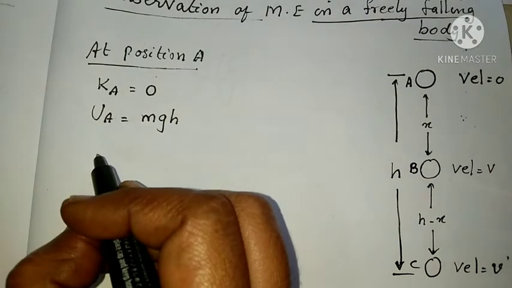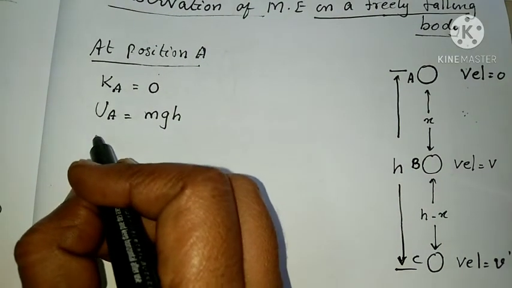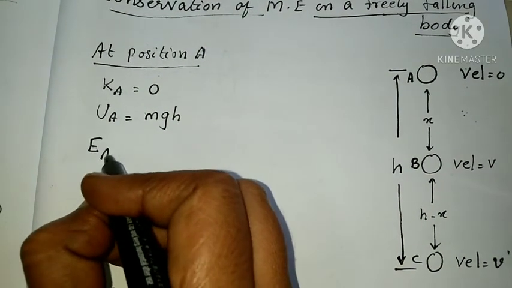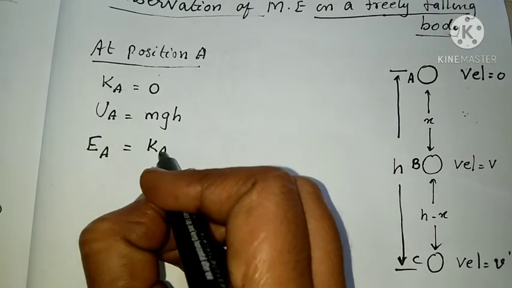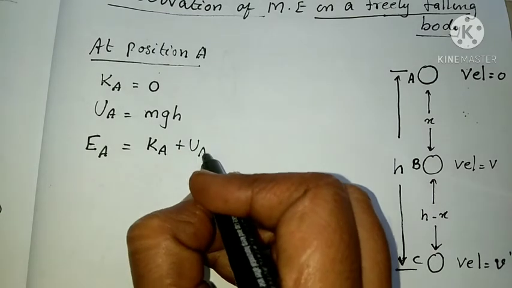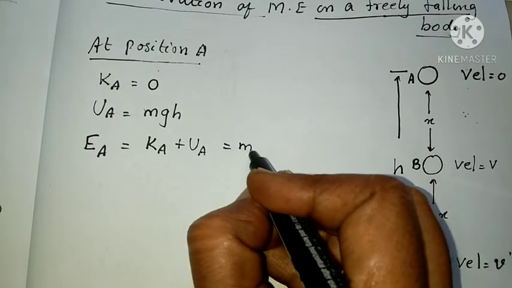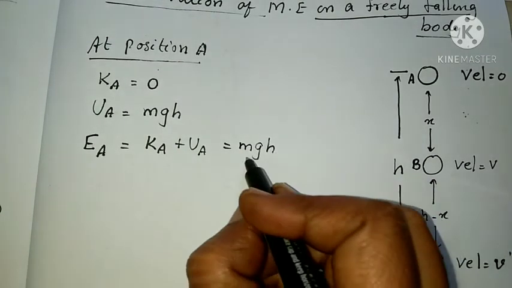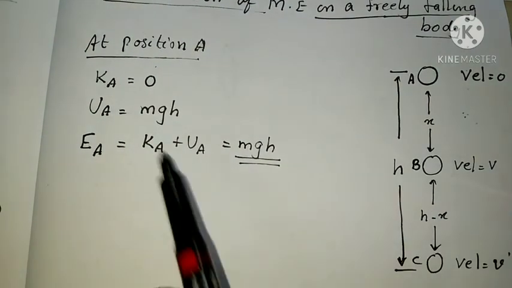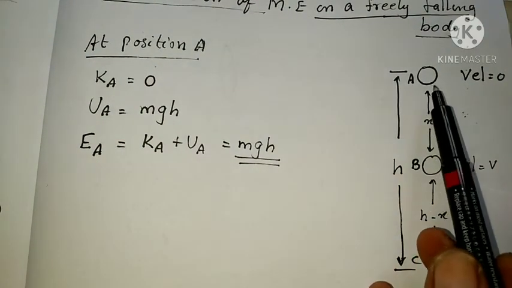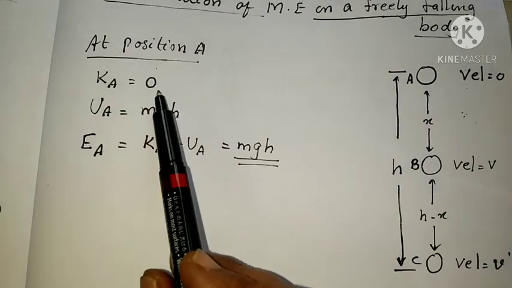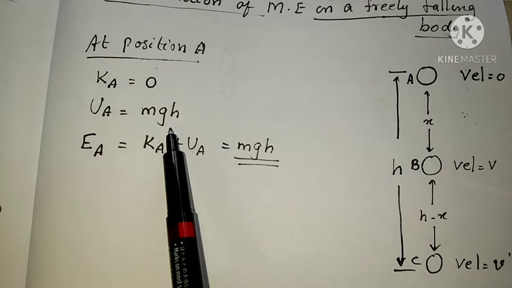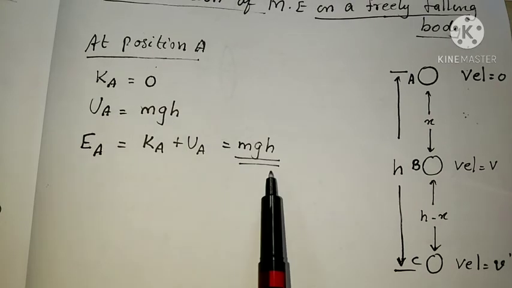Then what is the total mechanical energy? That total mechanical energy we can represent as EA. So what is the total mechanical energy? Kinetic energy plus potential energy, that is equal to mgh. Clear? So at the highest position, at a height h from the ground, kinetic energy is 0, potential energy is maximum. So total mechanical energy is equal to mgh.